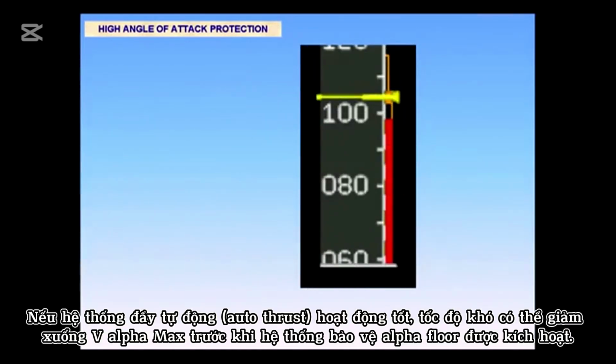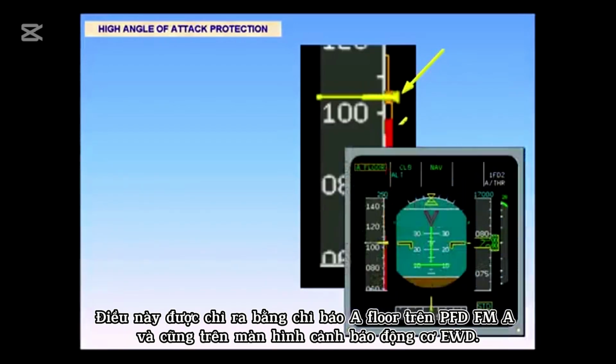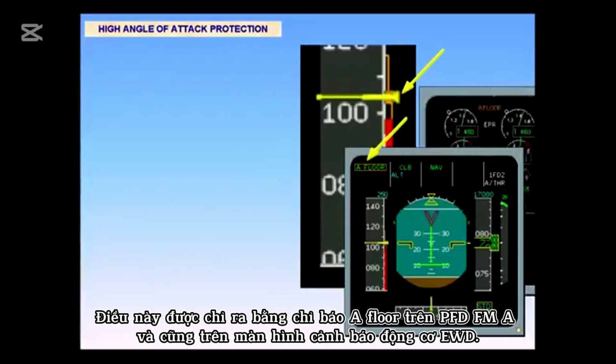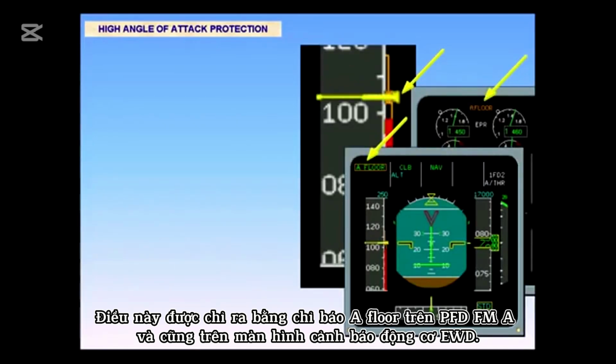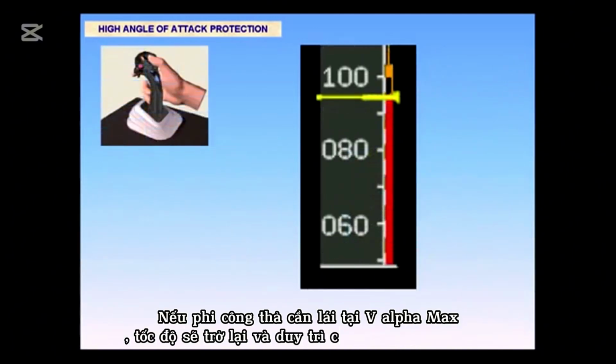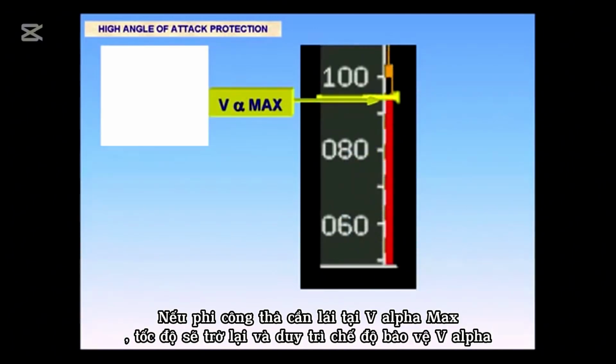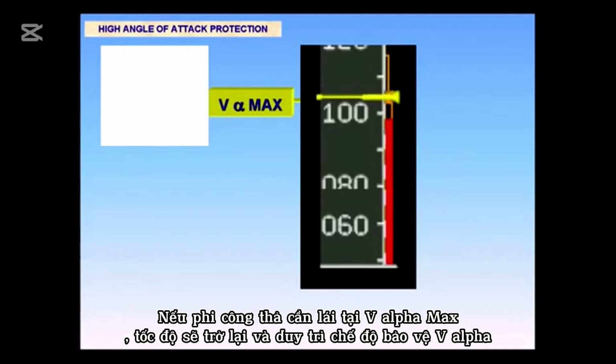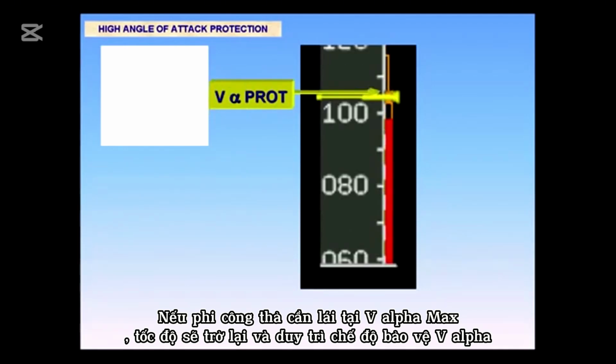Provided the autothrust is serviceable, the speed is unlikely to reduce to V alpha max before the alpha floor protection is triggered. This is indicated by an A floor indication on the PFD FMA and also on the EWD engine warning display. If the pilot releases the side stick at V alpha max, the speed will return to and maintain V alpha protection.